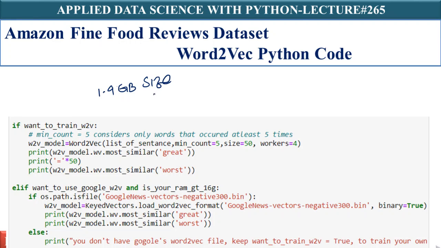When you download this data and load it into memory using something like KeyedVectors.load_word2vec_format, it occupies a lot of memory. So be careful. Loading this model itself might take more time. On operating systems like Windows, it takes about 9 GB of memory to load this data.